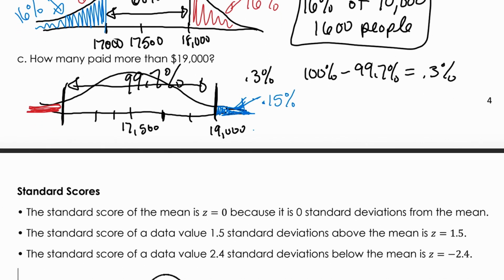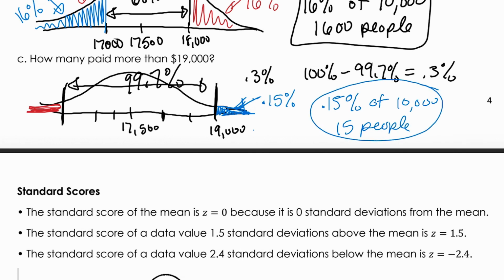It's the top extreme values. So I got to find 0.15% of 10,000 people. And those are going to be the people that paid more than $19,000. Well, if I take 0.15% of 10,000, I get 15 people. So that means of all of those 10,000 people, approximately 15 people are going to pay that extreme high value of 19,000 or over.